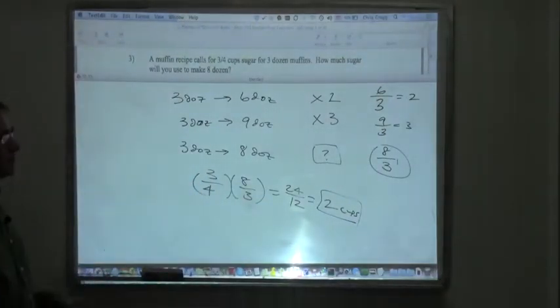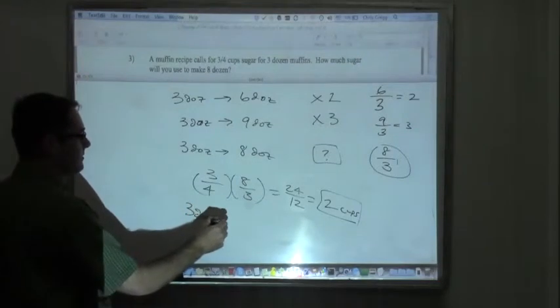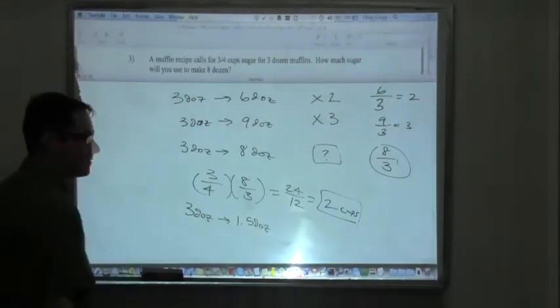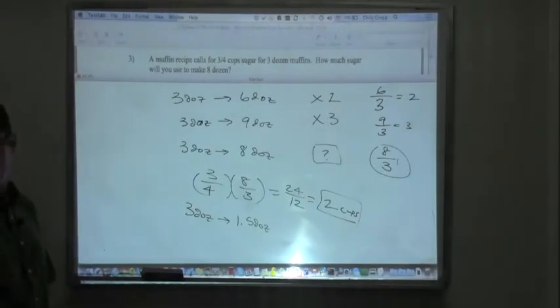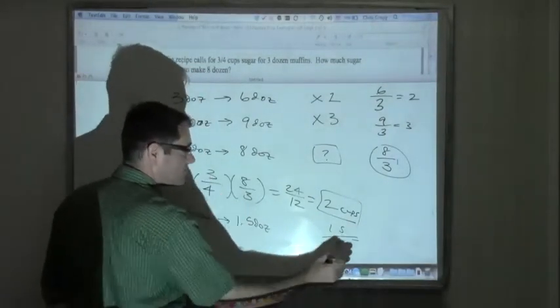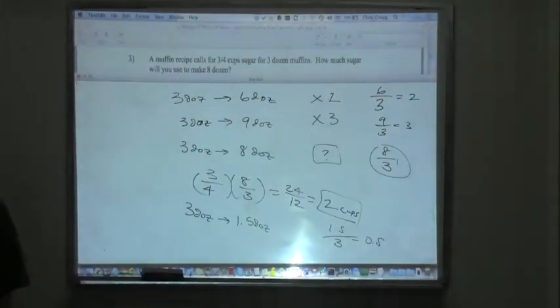Right? Let's just do one more of this. What if you had 3 dozen to 1.5 dozen? You're halving it. Where'd the half come from? 1.5 divided by 3 gives you 0.5. You multiply by 0.5, which is the same as saying multiply by 1/2. Okay? All a pattern.